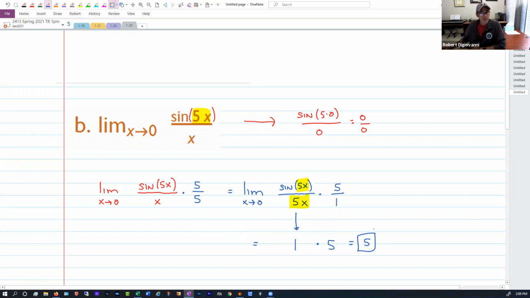So this problem is different than the last one because we had to introduce this, right? We had to come in there with that 5 over 5 to make things work the way we wanted to.